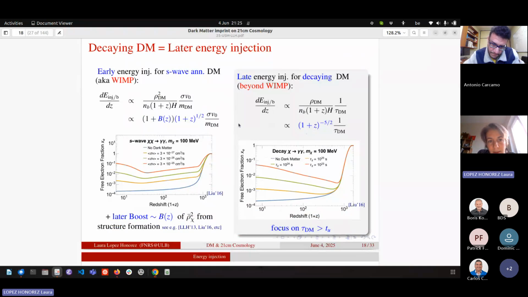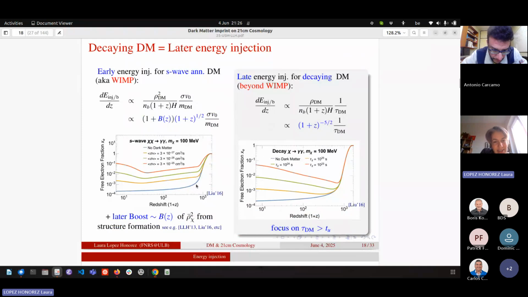Sorry, rho goes as (1+z) to the cube. So this is why, at the end of the day, this has negative power, and this has positive power of the redshift, okay? So now let's fix ourselves at redshift 1000. This is a big number, this is a small number, okay? You agree? Yes. Some non-negligible number, some negligible number.